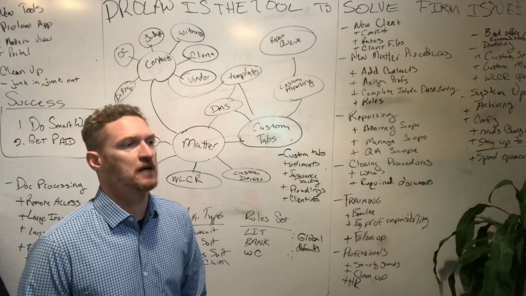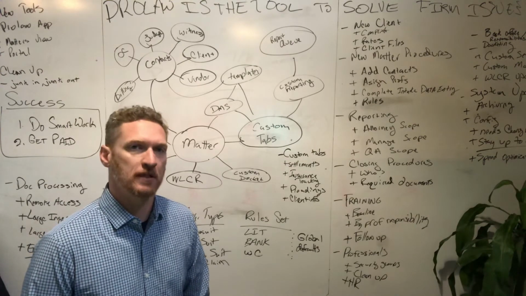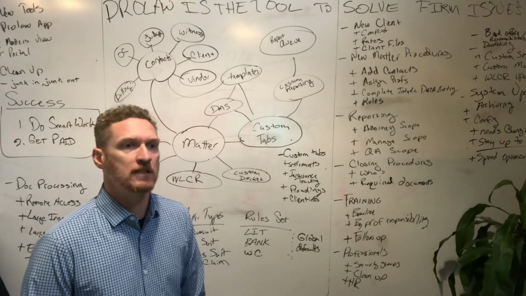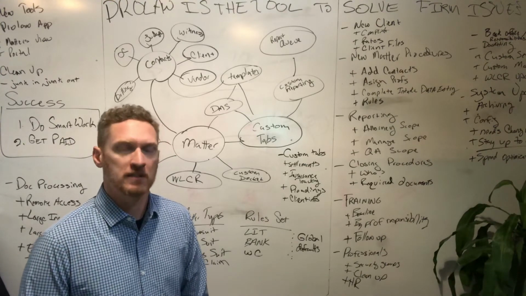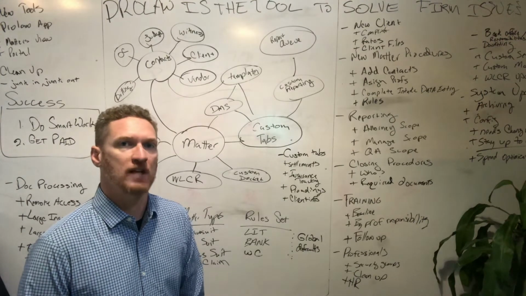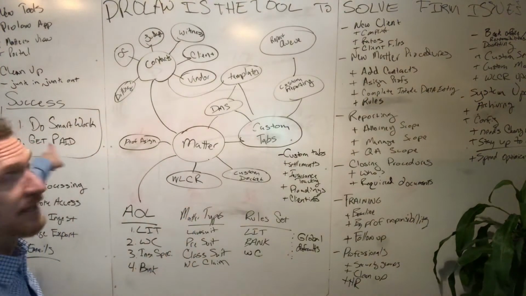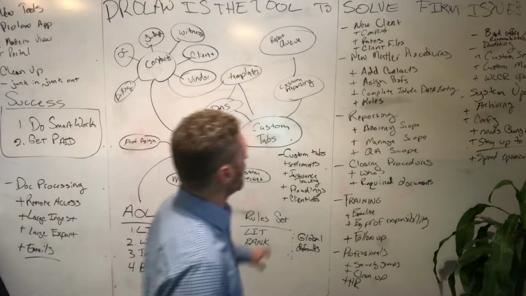I think one of the values of using a system like ProLaw is that we can pull out metrics and give those metrics to the end users to make them better in their day in and day out job. We should be able to create summaries of their work that is helpful to them so that they can work smarter and they can do smart work and get paid.